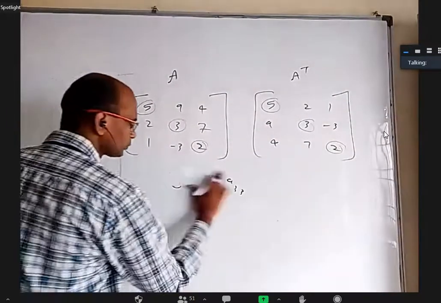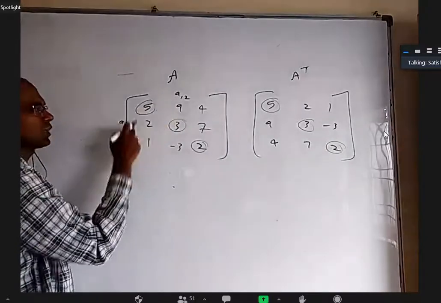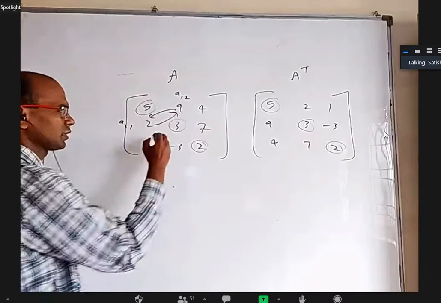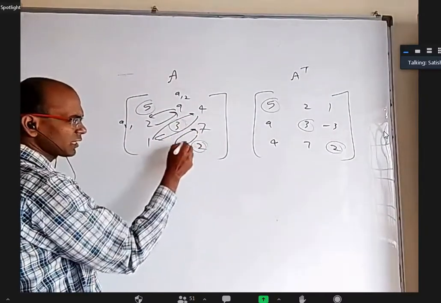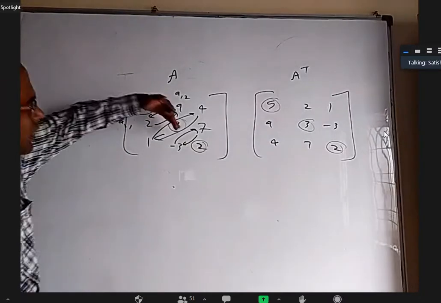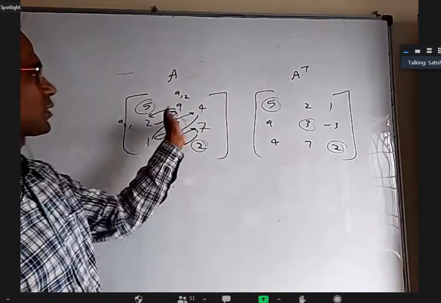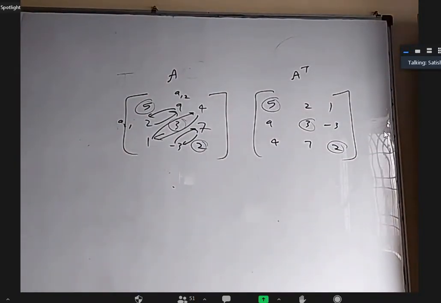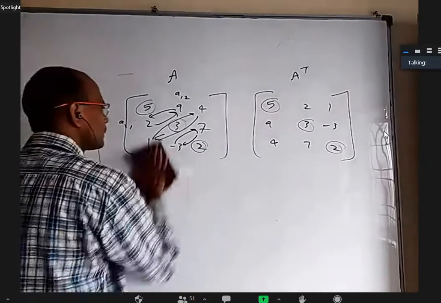But this is A12 and this is A21. A12 becomes A21 and A21 becomes A12. So this 9 will come here, this 2 will come here. This 1 will come here, this 4 will come here. This -3 will come here, this 7 will come here. So it is like a mirror image with respect to the diagonal. Is it clear about transpose? Yes, sir.